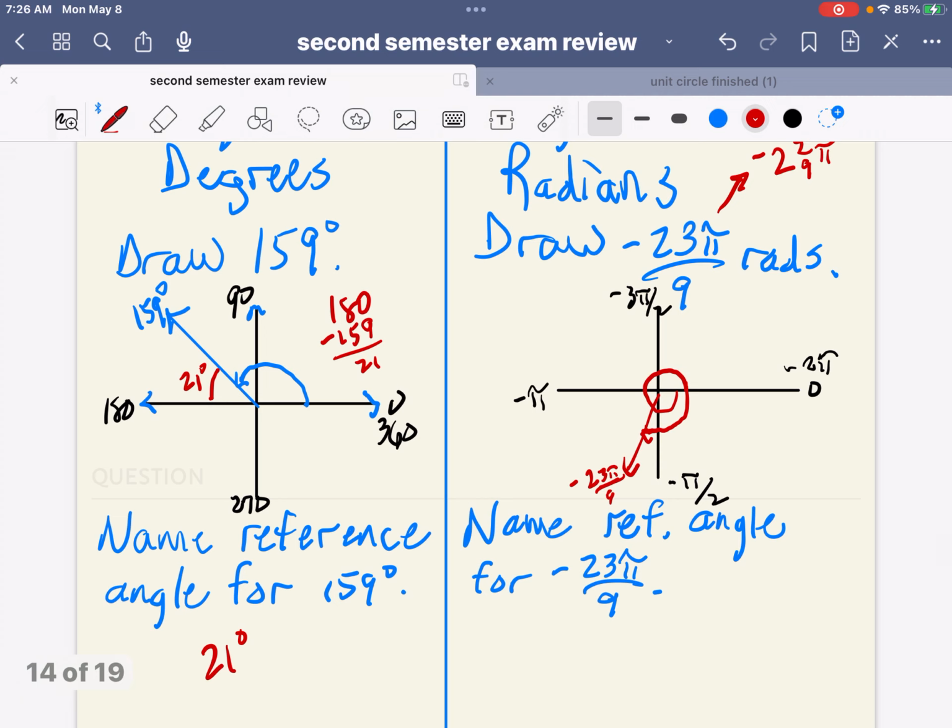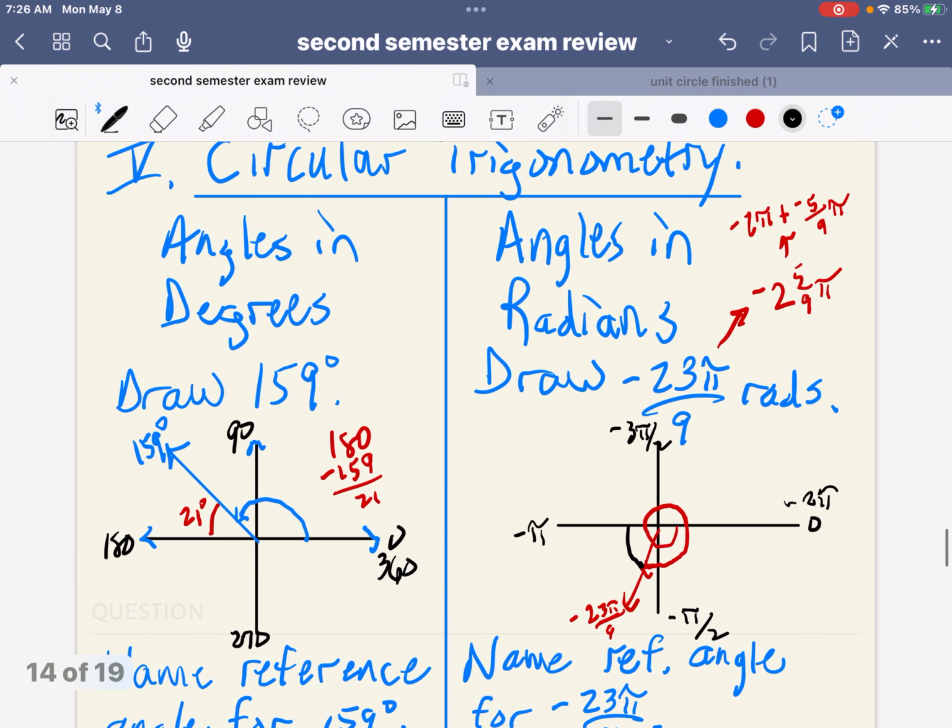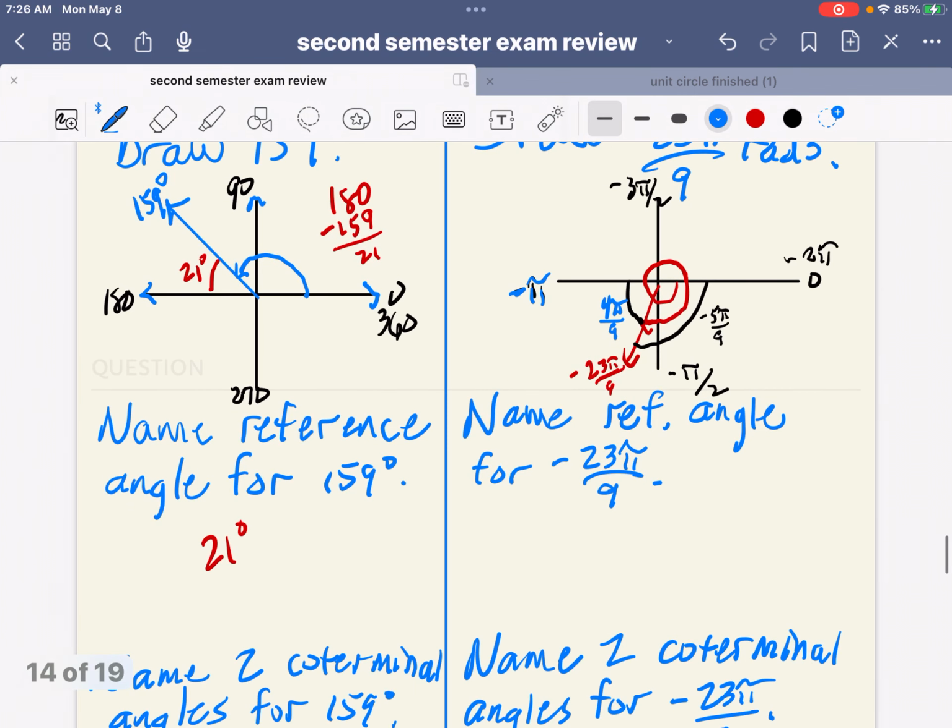Naming the reference angle for negative 23 pi over 9 means that we're looking for the measure of this angle right here. How are we going to find the measure of that angle? Well, it goes back to knowing that the distance from here to here was negative 5 pi over 9. So then how much further do I need to go to make it to negative pi? Well, this would need to be a reference angle of 4 pi over 9. So the reference angle is 4 pi over 9.